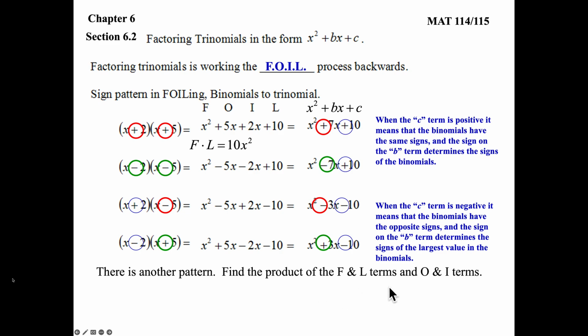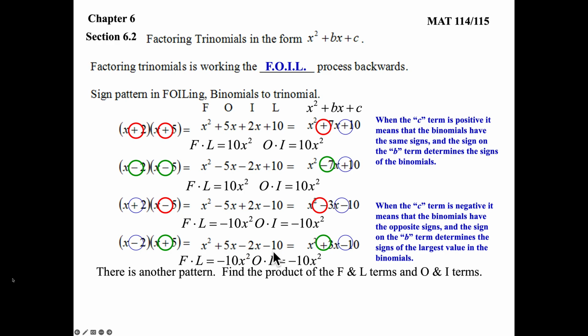The other pattern that we're going to look at is the pattern of F and L, O and I being multiplied together. So here's the F term x squared, here's the L, 10. If I multiply the first and the last term together, it's 10x squared. If I take O and I, 5x and 2x, multiplied together, I get 10x squared. Same thing happens here. X squared times 10 is 10x squared, negative 5x times negative 2x is positive 10x squared. X squared times negative 10 is negative 10x squared. Multiply O and I, negative 10x squared. Another 10x squared, another 10x squared.